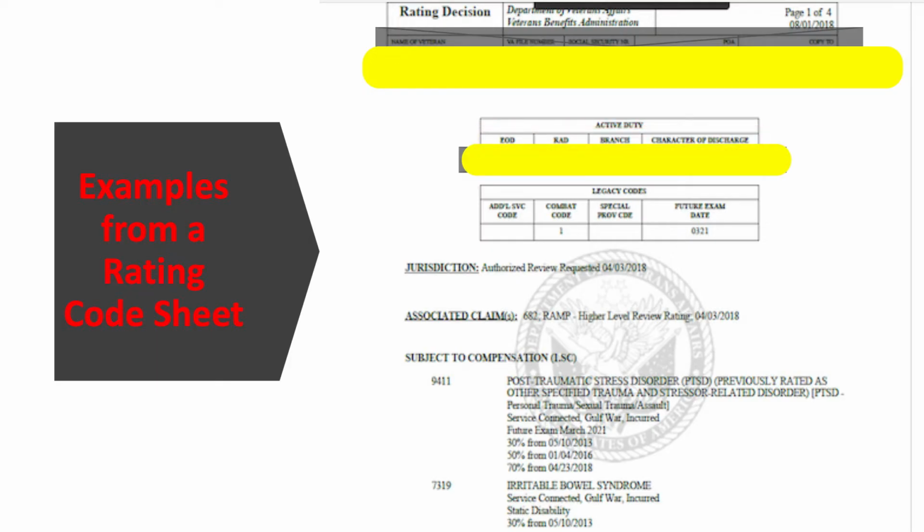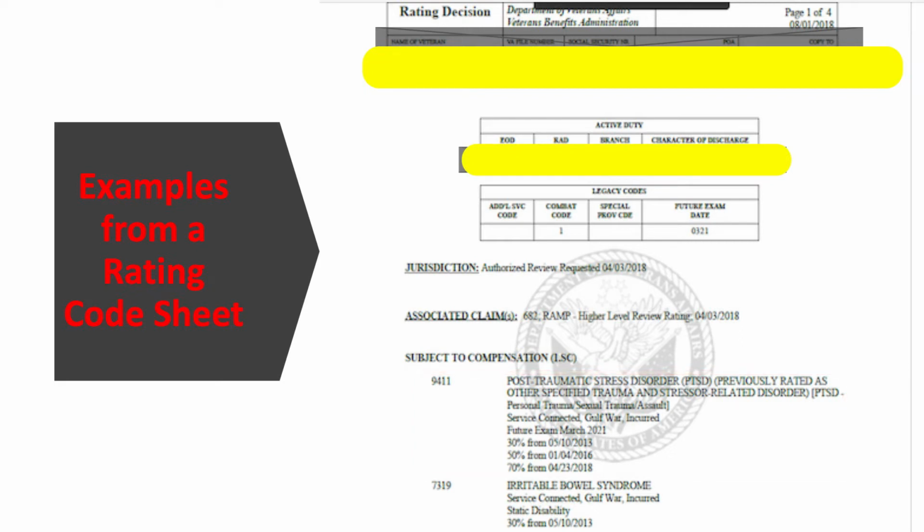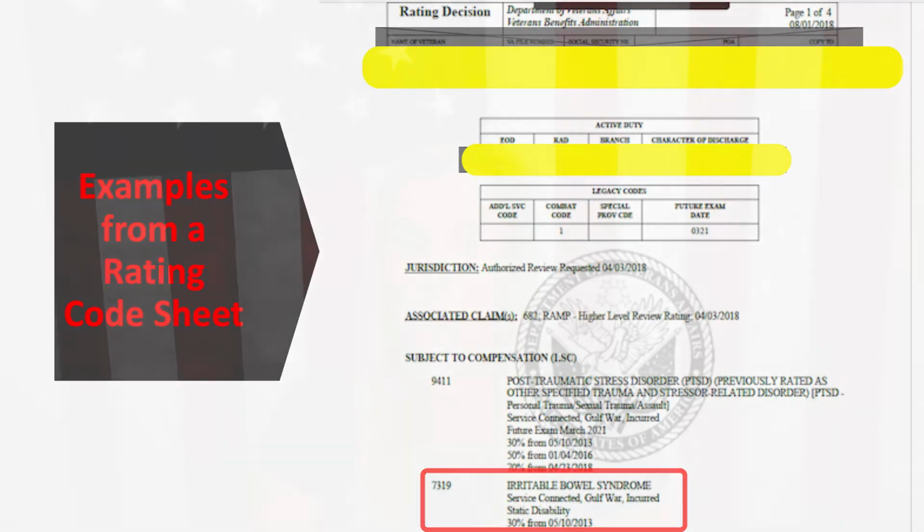And here I have two examples for this veteran regarding disabilities. The first one, post-traumatic stress disorder, also known as PTSD, has a diagnostic code 9411. You can see there's a future exam scheduled. Then you can see multiple percentages which are due to increases. The next disability, irritable bowel syndrome, also known as IBS, has a diagnostic code 7319, has a static designation for the disability, and has a percentage for the rating.